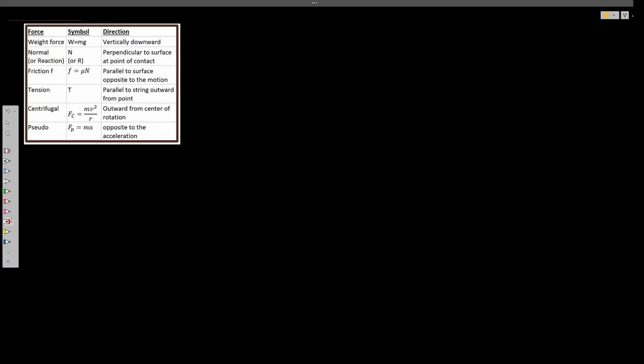If there is a string, then there is tension force, otherwise not. Then centrifugal force and centripetal force, both are forces. Magnitude is mv squared by r, away from the center and towards the center. You know this. And the last one, pseudo force, opposite to the acceleration. I will explain it when it comes.